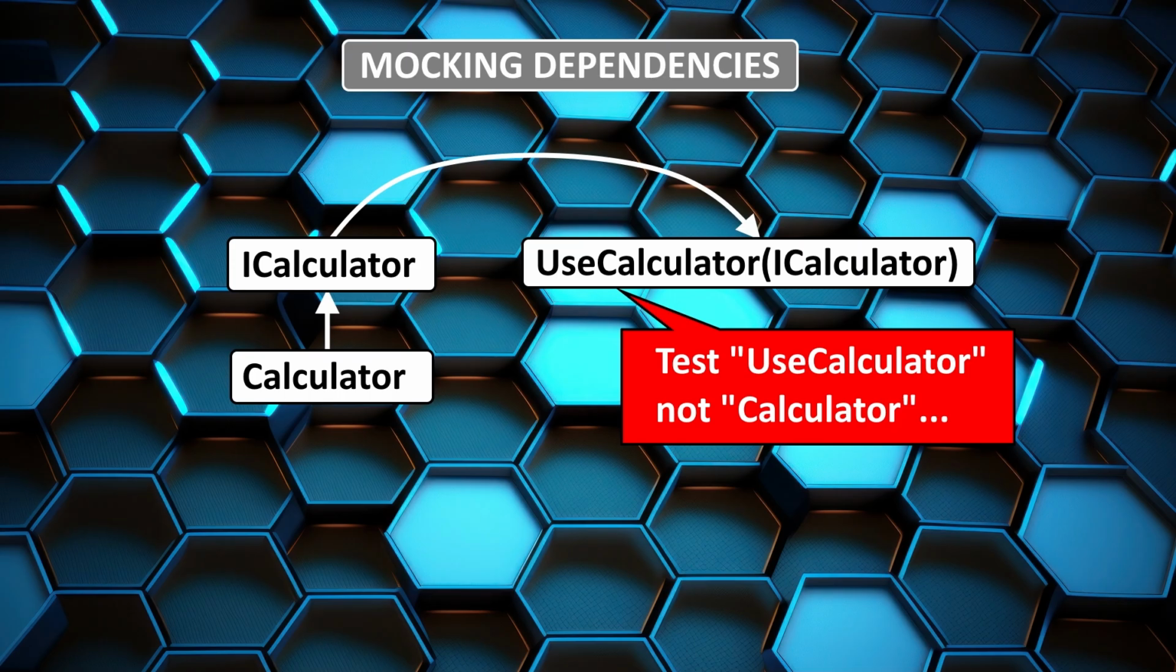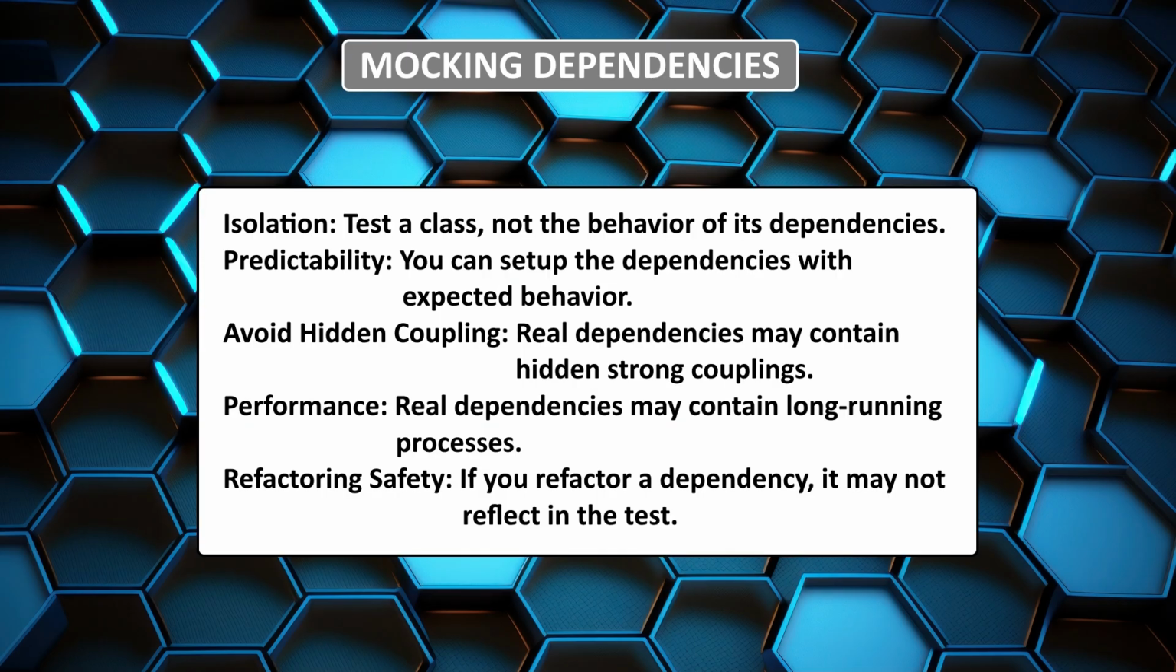Mocking can create a sort of fake version of the dependency. This ensures isolation. We're sure we're only testing the class and not the behavior of its dependencies. It's more predictable. We can set up how we expect the dependent class to behave. You're avoiding any additional strong couplings contained in the dependent class. Also, the actual dependent class may have some long-running data access processes that are not part of your intended test. Then, you should consider refactoring safety. If you use an actual dependent class, refactor it and make changes to the consuming class, the test may not reflect this change.